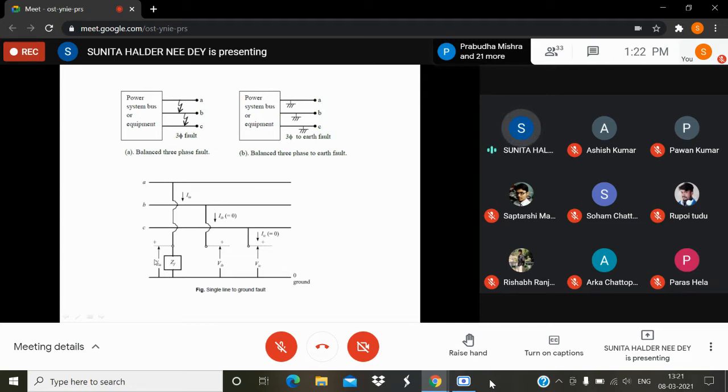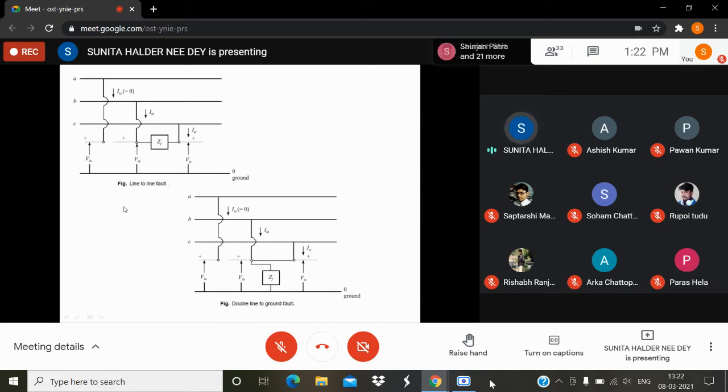At least those sequence components you have learned somewhere in your basic electrical classes. So when we have to analyze this asymmetrical fault where only one phase in this case is shorted to ground, then we need help of those sequence components. That's why this analysis will be difficult as compared to the balanced fault.